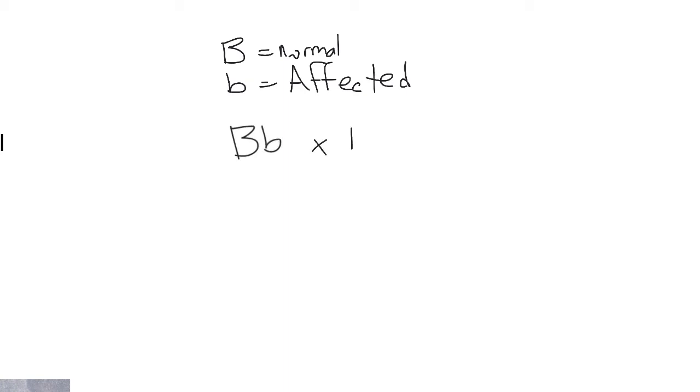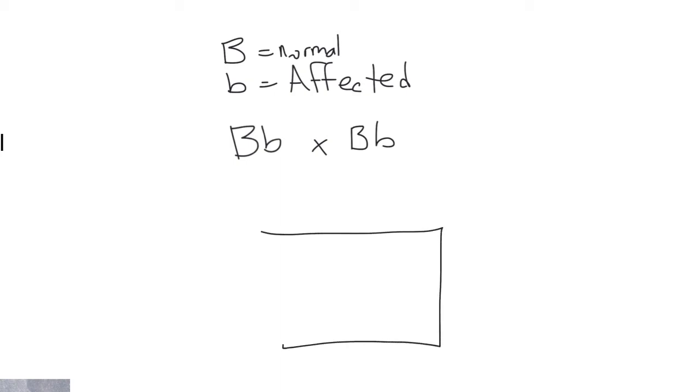Let's say we cross two heterozygous individuals. So B is normal and b is affected with the disorder. So if we crossed two heterozygous individuals, or two parents had children, what is the likelihood of them having a child that does not survive? What is the likelihood of that? I would encourage you to pause the video and give it a try yourself.